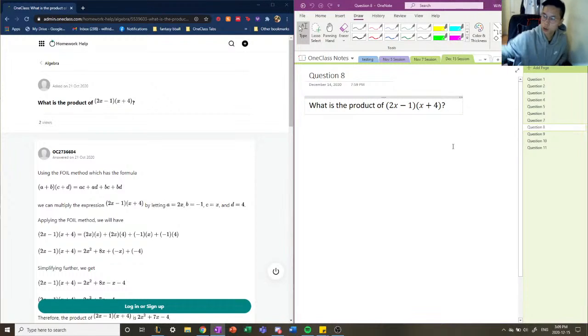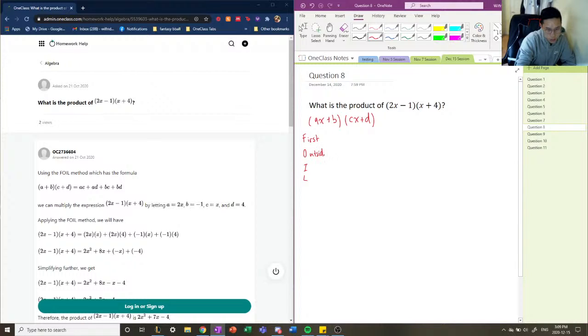So let's go on to question number 8. Question number 8 reads, what is the product of 2x minus 1 times x plus 4? Okay, so we're going to use the FOIL method to expand this. If we're given ax plus b times cx plus d, and we want to expand, then we use the FOIL method. So we multiply the first terms, the outside terms, the inside terms, and the last terms.